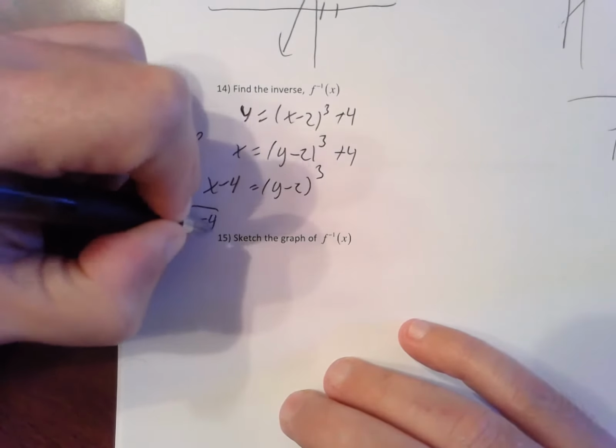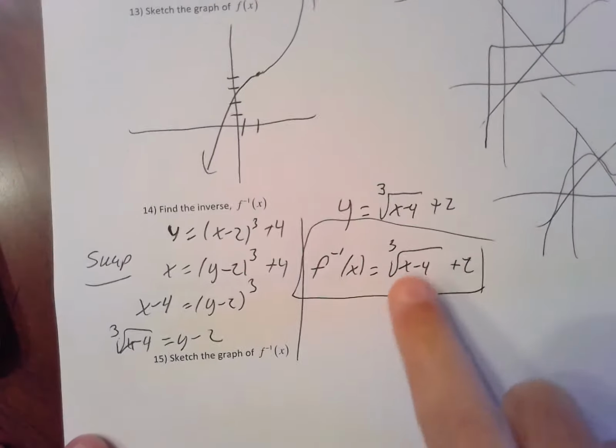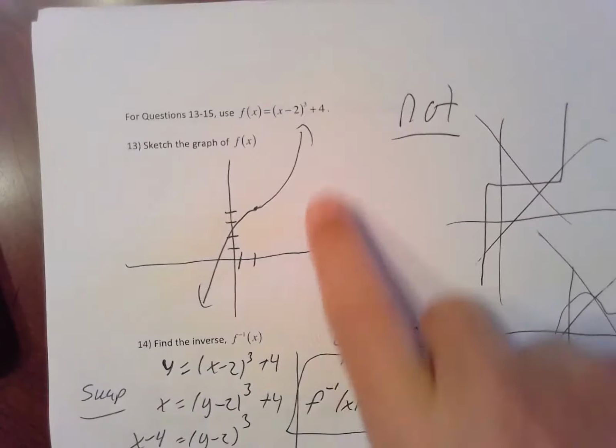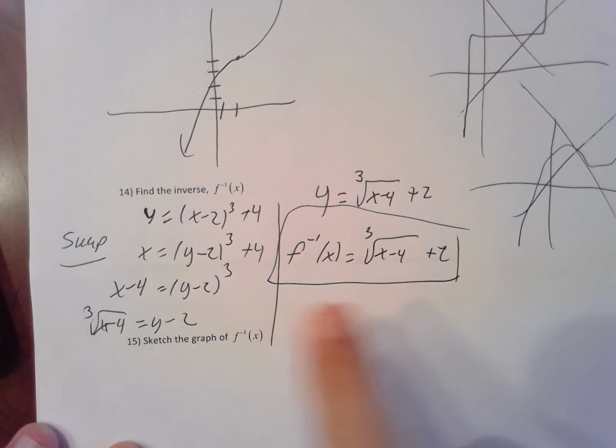Now here's a quick check. First off, it should be obvious the inverse of a cube function is a cube root function. Here I've got a plus 4 outside and the inverse a minus 4 inside. Minus 2 inside, plus 2 outside. All the opposite stuff in the opposite order. And then the graph is going to look like x cubed, look like this, but scooted to the right 4 and up 2.